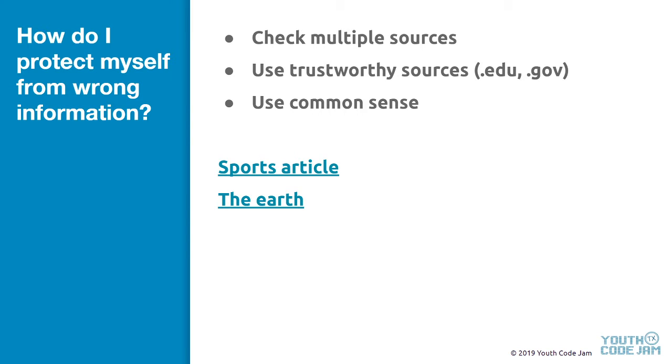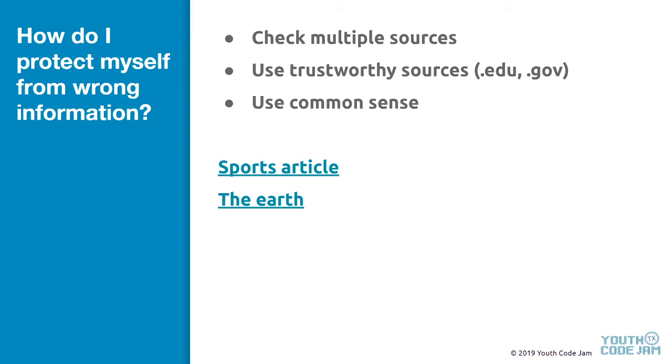Another option is to use trustworthy sources. At the end of each website, there's a dot and then a couple of letters. Sometimes it's .com or .org. Specifically, .edu and .gov are typically trustworthy sources. .edu is at the end of websites used by educational things, like maybe your school or a college, and .gov is on websites that are put out there by the government. And usually they try to fact check their resources and things like that.